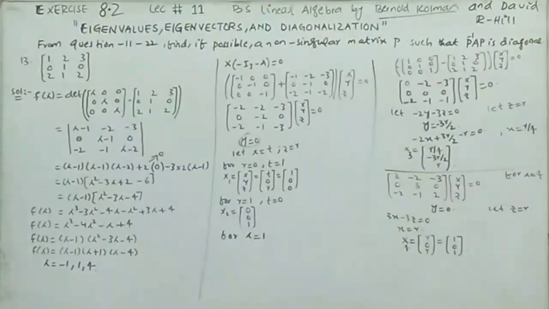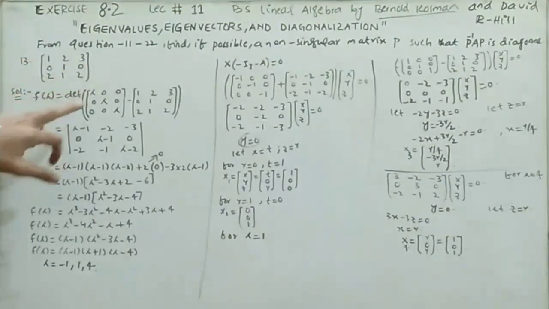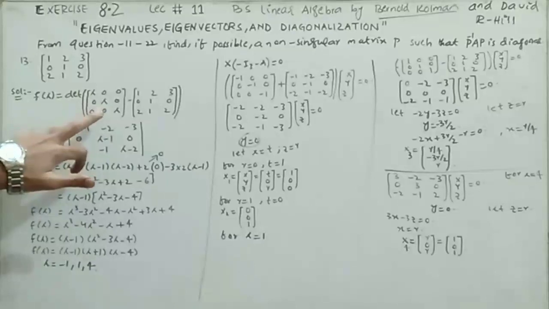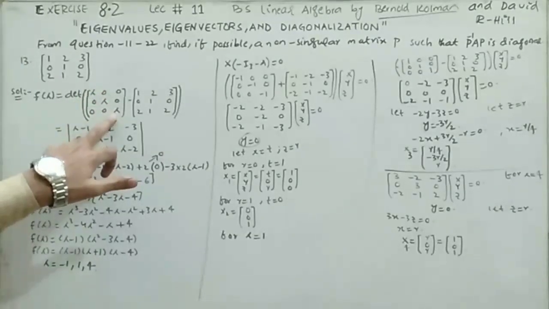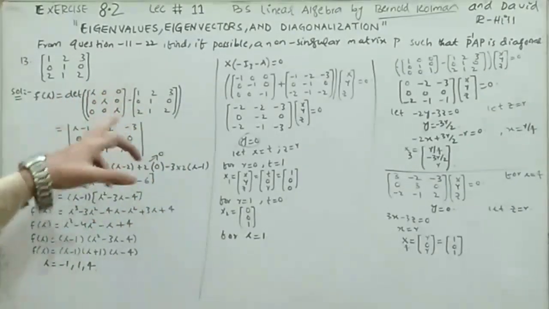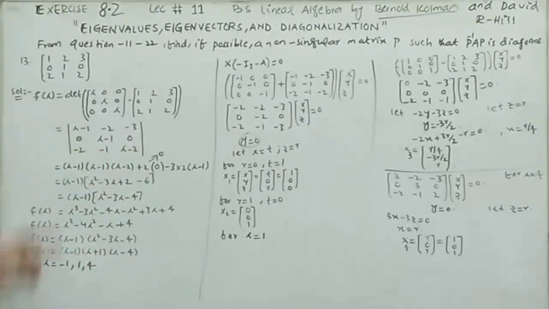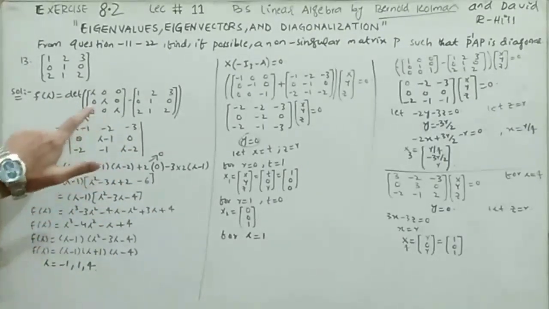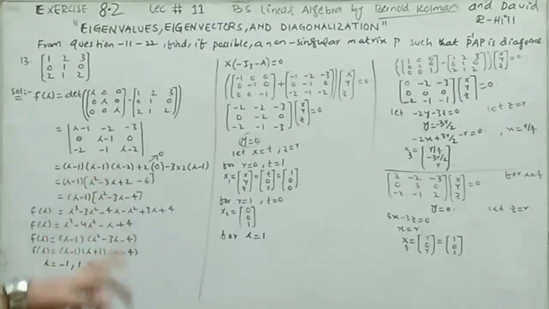Now move to the next question, question number 13: 1 2 3, 0 1 0, 2 1 2. So f of lambda is equal to the determinant of lambda times the identity matrix minus the original matrix. By simplification it will give us this matrix. Now for the determinant, I expand this with row 1. By simplification it will give us lambda minus 1, lambda plus 1, lambda minus 4.